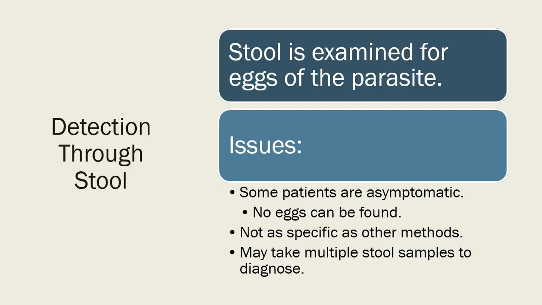Detection through stool is when the stool of a patient is examined for eggs of the parasite. Some issues with this include that it is not as specific as other methods. This is because some patients are asymptomatic, which means that they do not show symptoms of having the parasite. An example of this can be that no eggs can be found, even though the patient may be positive for the parasite.